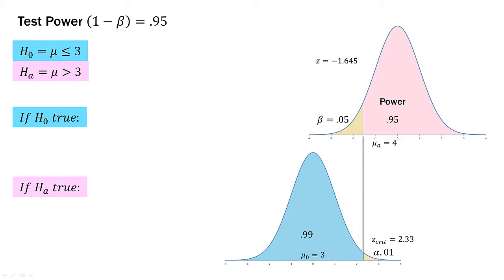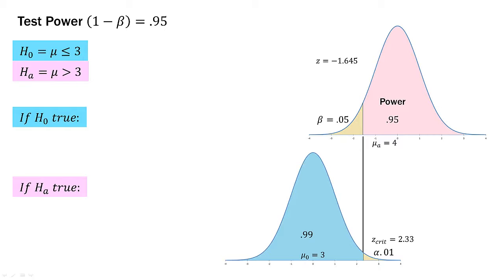So let's go ahead and wrap this up. You can see over here on the right, we have everything that we've been using up to now. We have our hypothesized population mean of 3 at the bottom, and our alternative population mean of 4 at the top. We have the same critical values we've been using: an alpha of 0.01 has a z critical of 2.33 at the bottom. On the top, our beta of 0.05 has a z value of negative 1.645.